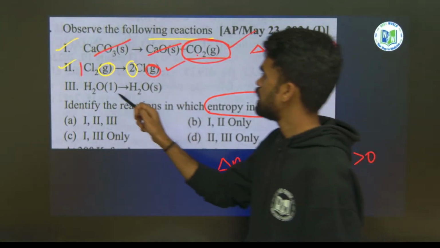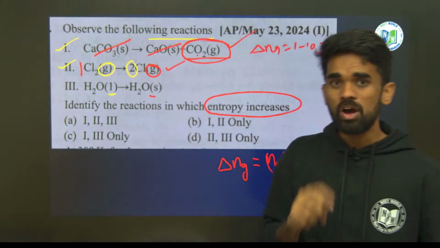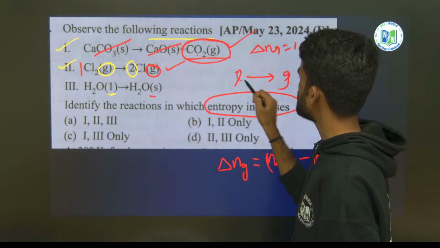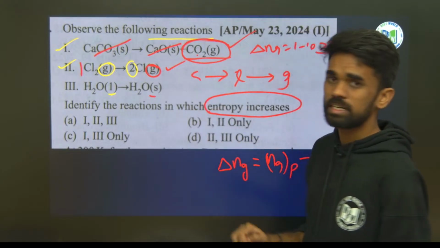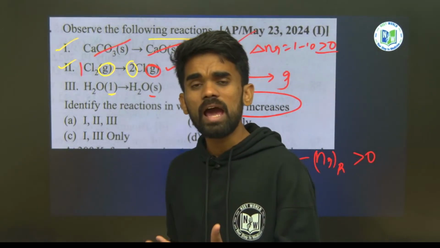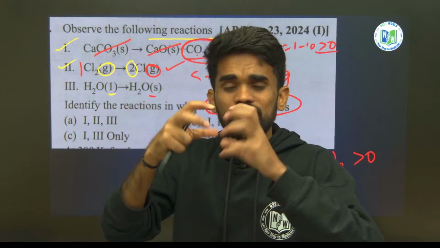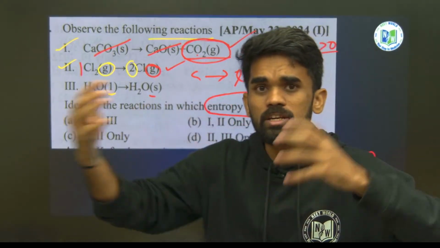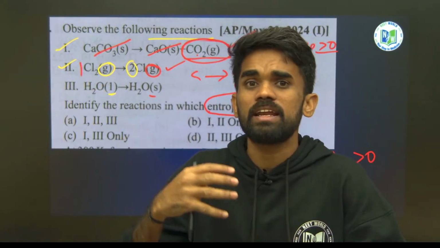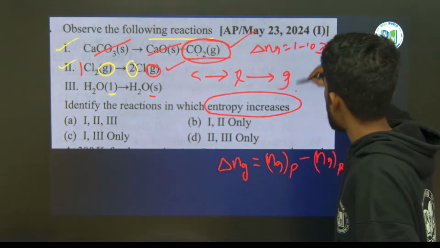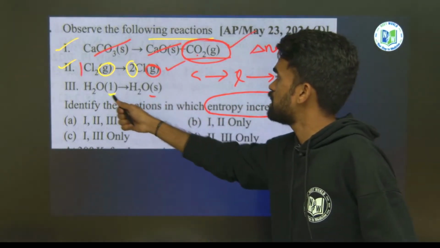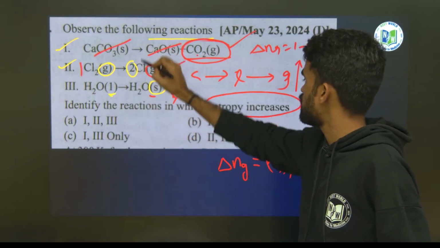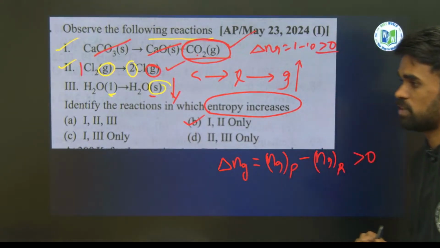In the third case, liquid is converting into solid. Always remember, entropy will be more in the gaseous state, then the liquid state, and least in the solid state. In a solid, particles are closely packed, whereas in liquid and gaseous states they can move here and there, so the randomness increases. So gas has maximum randomness. Liquid converting into solid means randomness is decreasing, so entropy decreases here. So 1 and 2. Option B will be your answer for this question, right?